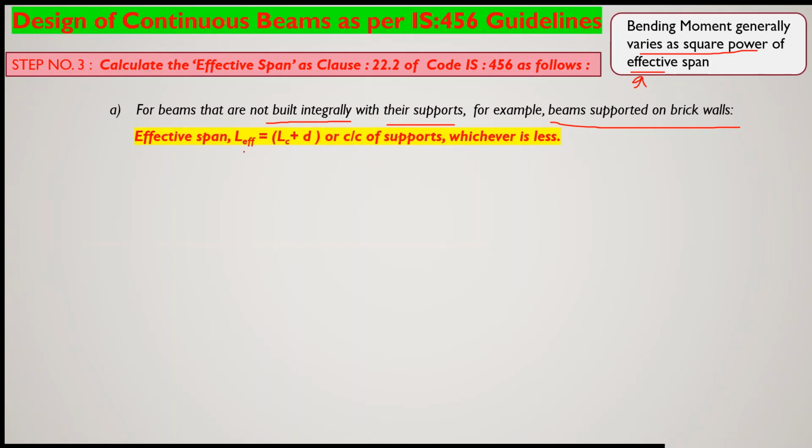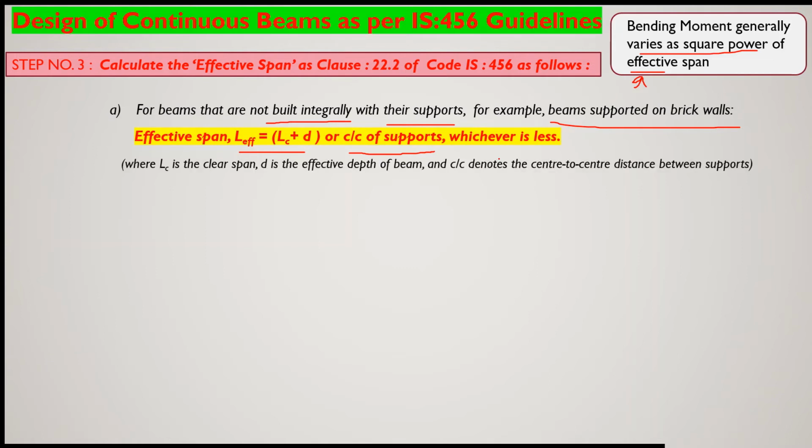effective span can be calculated by this formula: L effective is equal to LC, that is clear span, plus effective depth, or center to center of supports. Clear span means the distance or span length between the two supports of a span. So first you have to calculate L effective by this formula, then you have to get the value of center to center of supports. Whichever is less will be used as the effective span in the analysis of the beam. Again it is written that LC is the clear span, D is the effective depth of the beam, and center to center denotes the center to center distance between two supports.